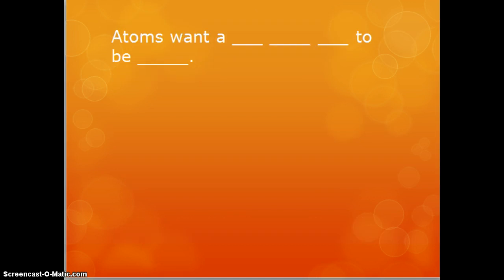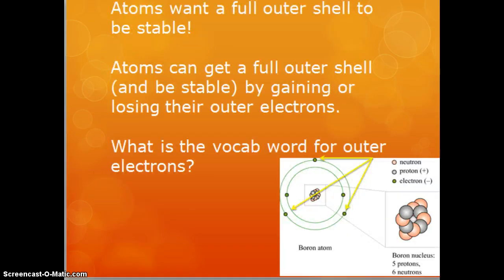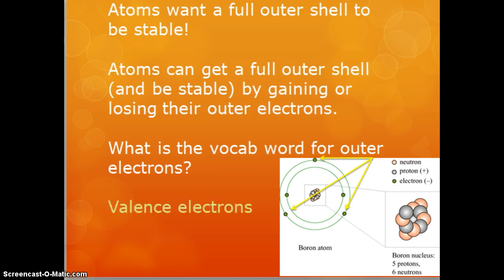So, atoms want a full outer shell to be stable. Atoms can get a full outer shell and be stable by gaining or losing their outer electrons. What is the vocab word for outer electrons? So I'm pointing to my outer electrons here in boron. My 3 outer electrons are called what? Valence electrons. Those are important.